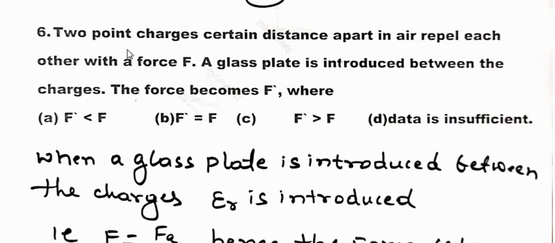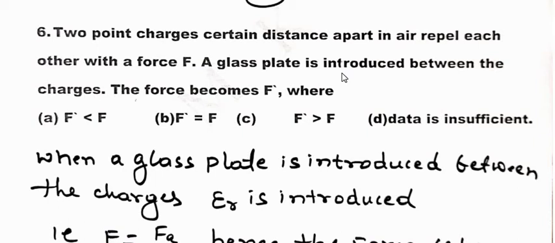Understand the situation. You have 2 point charges. They are kept at some distance apart in air. So some force acts between them. Let us call it as F. Now we introduce a glass plate between the charges. So when you introduce a glass plate between the charges, what happens?